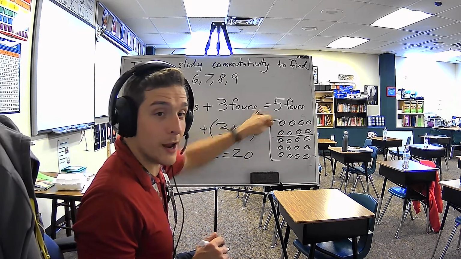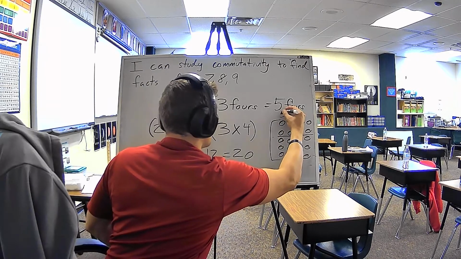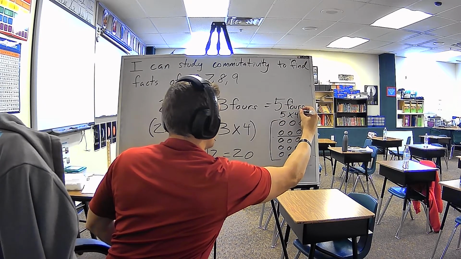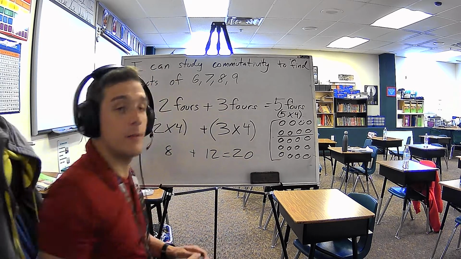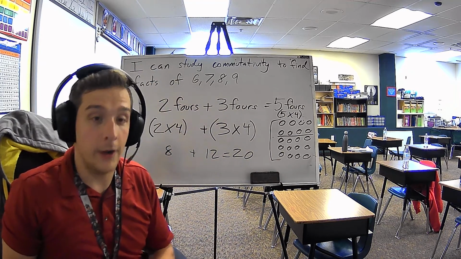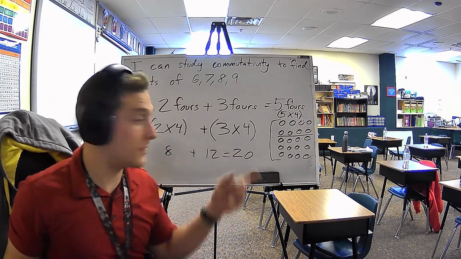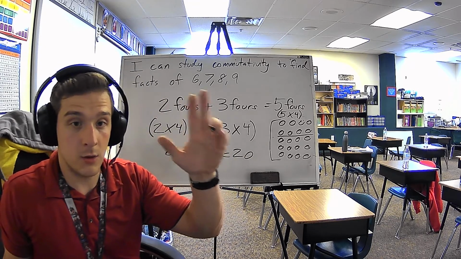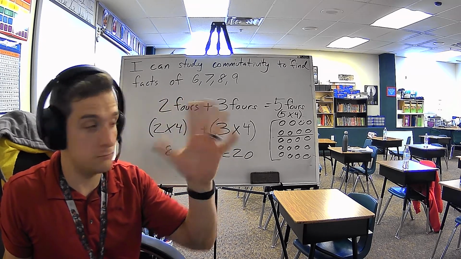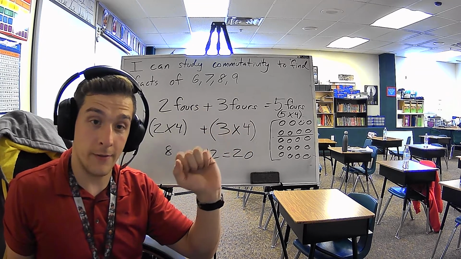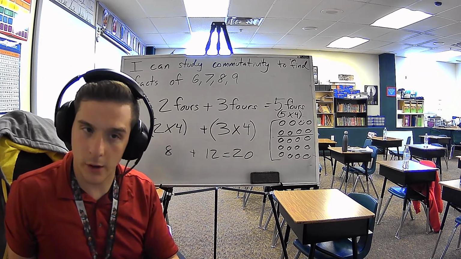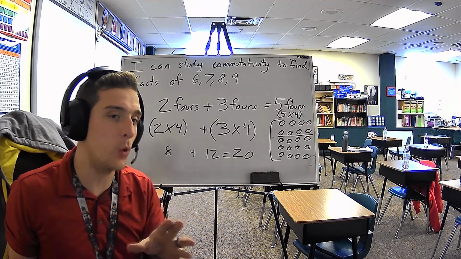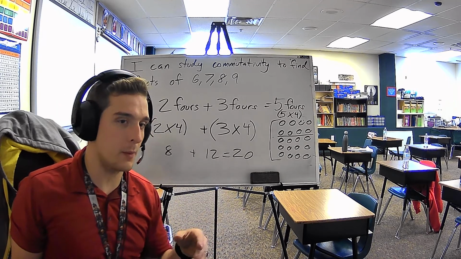How many groups do I have? 5. How many are in each group? 4. 5 times 4. And you can skip count by 4 5 times to see if it does equal 20. If it does, we've done this right. 4, 8, 12, 16, 20. Look at that, we're at 5 and we hit 20. So this also works. This is a method that is very, very handy and you are going to need it in order to do some of these problems.